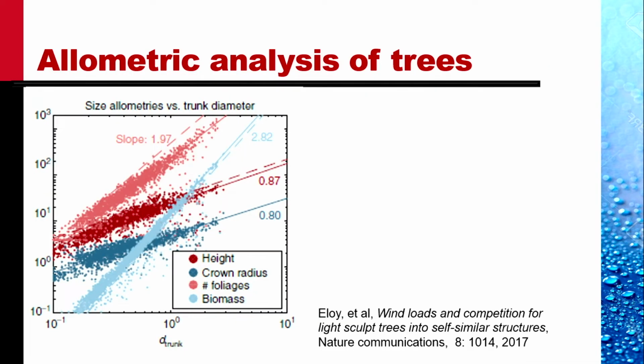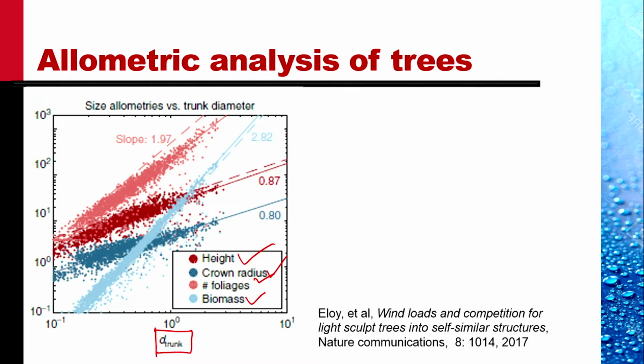Now we go to another example, to a different domain altogether, the allometric analysis of trees. Here in this graph is data of the diameter of the trunk of the tree, a length, versus the height of the tree, the crown radius of the tree, the number of leaves, and the biomass. We obtain pretty good agreement.